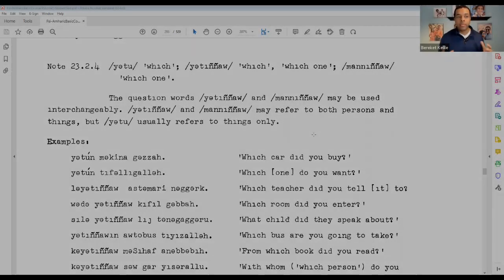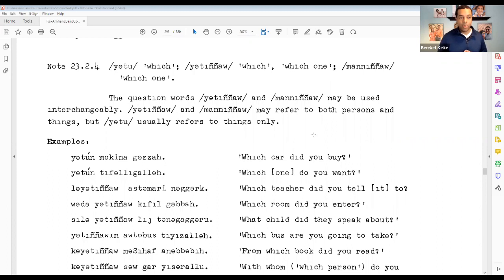Now we look at subpart 4 of note 23.2. We're looking at yetu, which, yetinnaw, which one, Manninnawim, which one. As it points out, the question words yetinnaw and Manninnawim may be used interchangeably, and they could refer to both persons and things. But yetu is usually going to refer to things only. And again, that's pretty much it there.